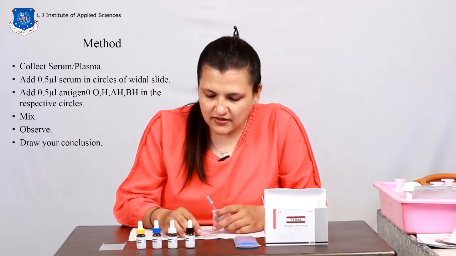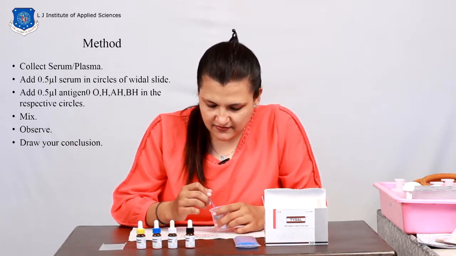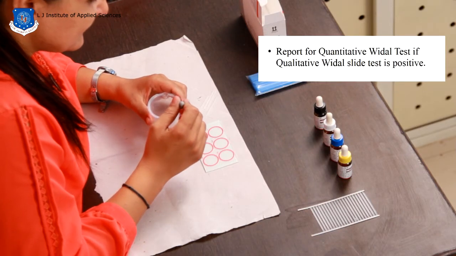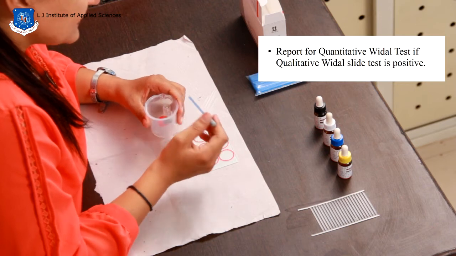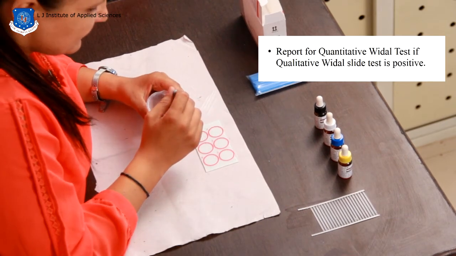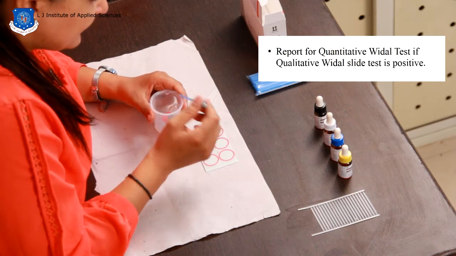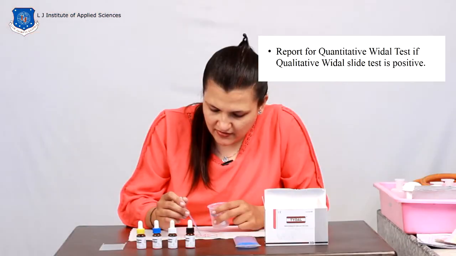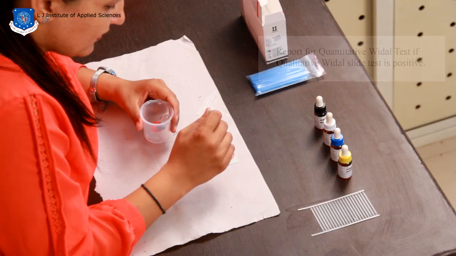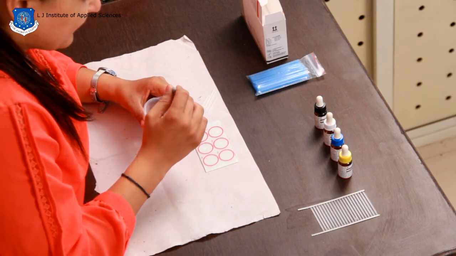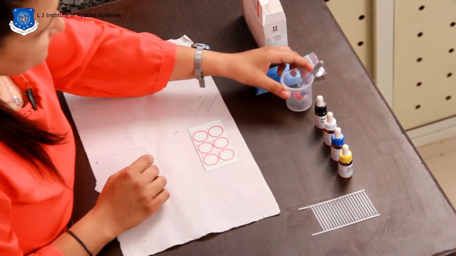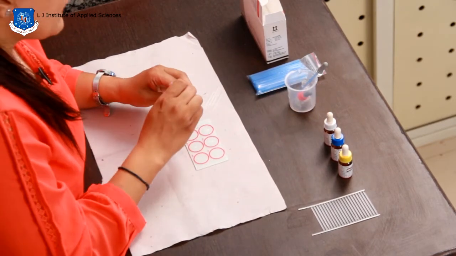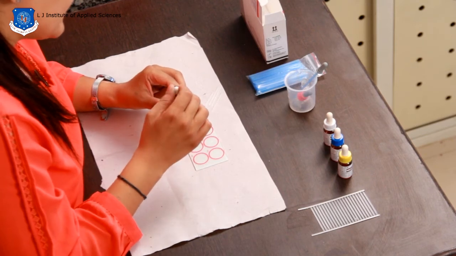First of all, take a glass slide and confirm the marks of different circles. They are O, H, AH and BH. Put a drop of serum sample on all 4 circles. They are prior labeled O, H, AH and BH respectively.